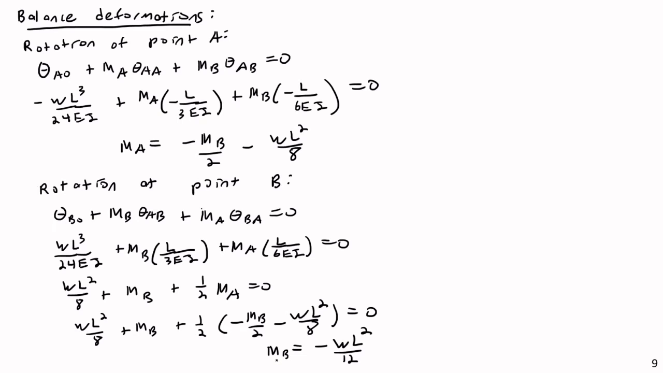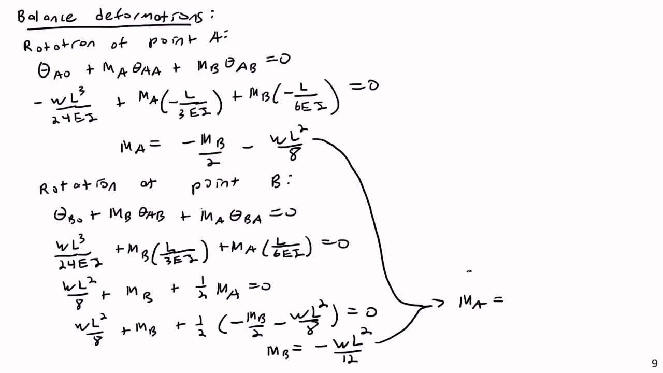So I now actually know a proper reaction. I know that MB is equal to negative WL squared over 12. And if you take that, feed it into here, and combine these together, you can also get MA, and you will find that MA is also equal to negative WL squared over 12.